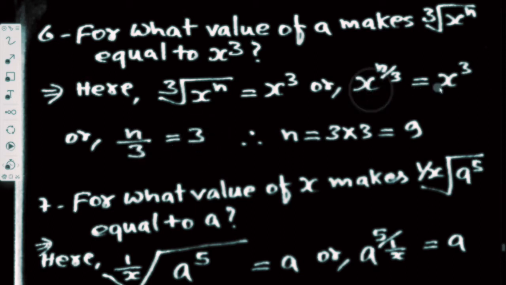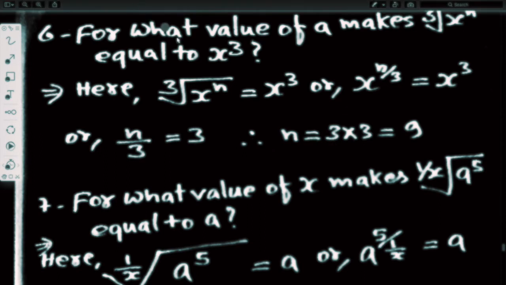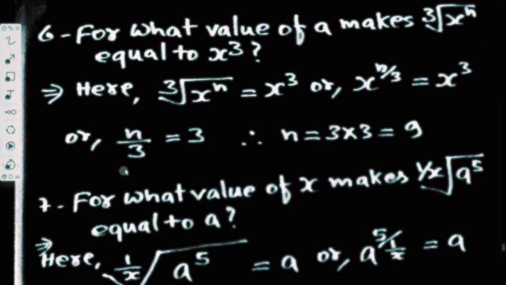Here the base is the same, so the powers are equal: n by 3 equals 3. Therefore n equals 3 into 3. The bottom 3 and this 3 shall be multiplied. Therefore n equals 3 into 3 equals 9.